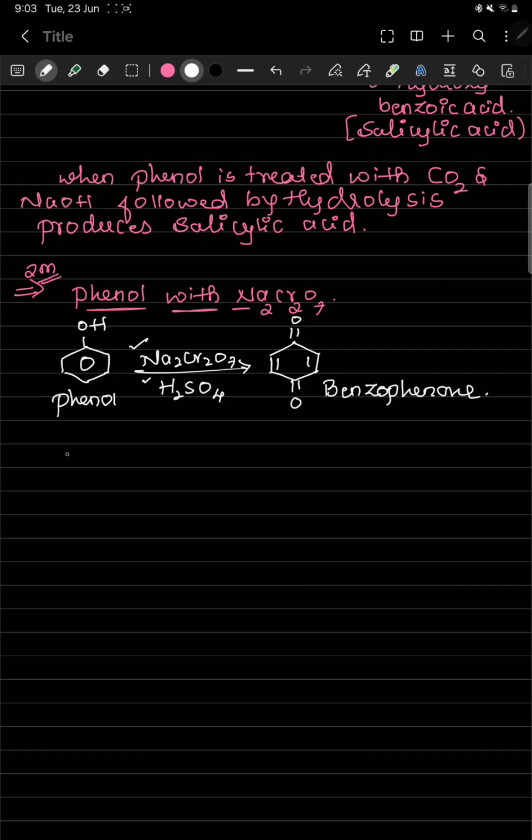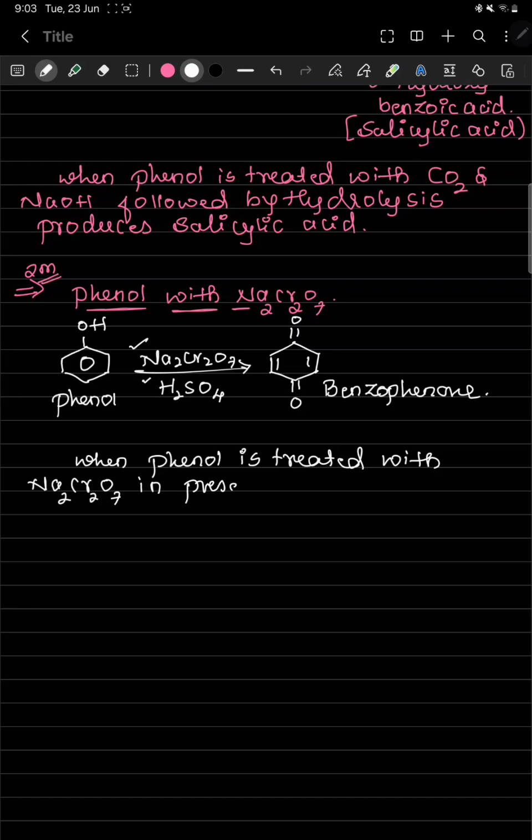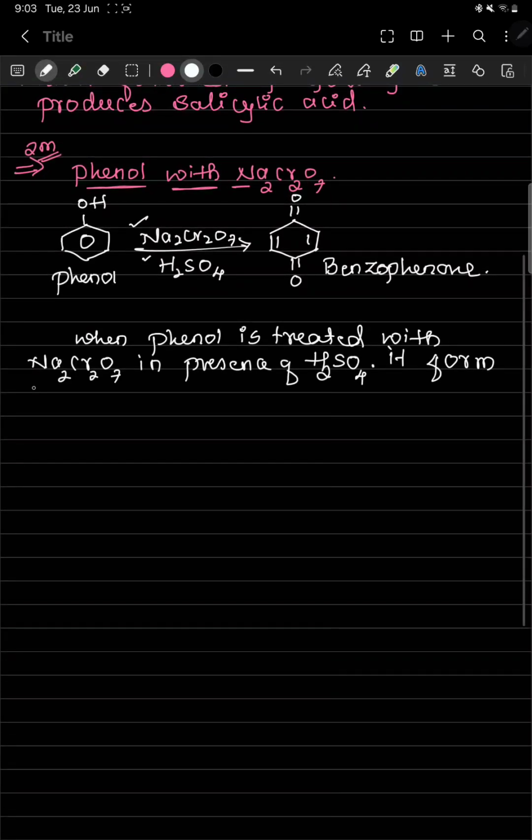When it comes to the explanation part, you can write: when phenol is treated with Na2Cr2O7 in the presence of concentrated H2SO4, it forms, and this is an important word you have to use here, it forms symmetric diketone. Why is the word symmetric diketone used?